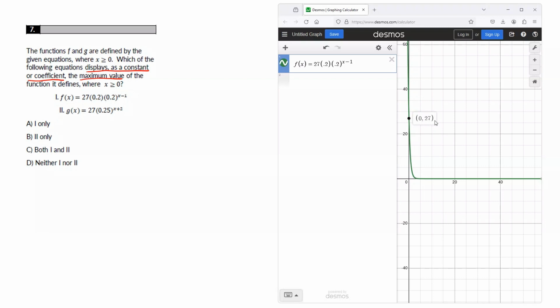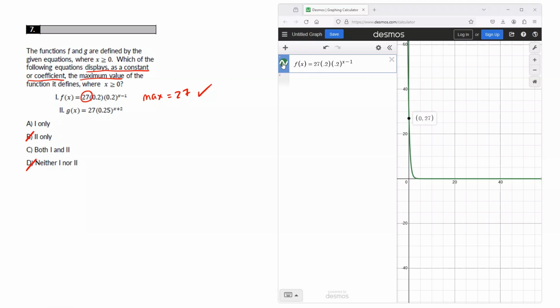So the question is, is 27 one of the numbers in my equation? I can see that the max equals 27, and that 27 is displayed, visible. That's literally what they mean in the equation. Yes, it is. So Roman numeral 1 is correct. We can at least get B and D out as options, but I do have to decide for g of x.